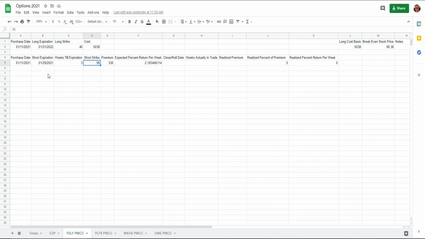So again, this is pretty similar to the cash secured put. I have my purchase date, the expiration, weeks till expiration, strike price, maximum premium that I could possibly get, and then expected percent return per week. Obviously, I'm still in this trade because there's no closed roll date or anything like that.